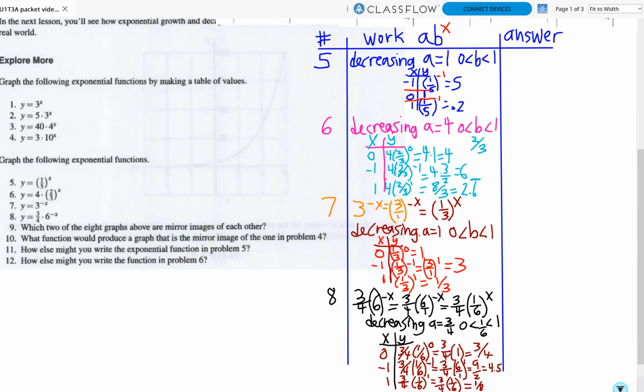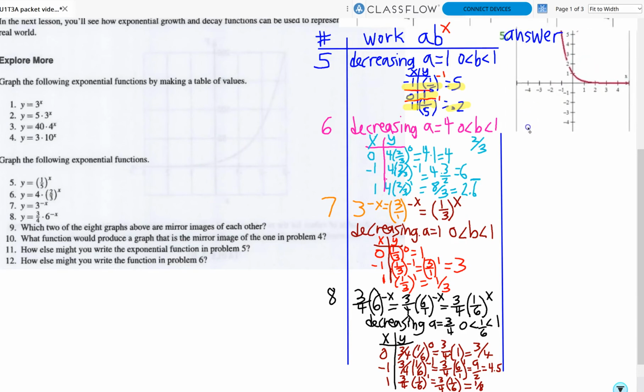That makes my y-intercept 1, and then I've plugged in a couple of points to help me create the graph. If I take 1/5 to the -1 power, remember negative exponents flip the fraction so that it becomes 5 to the 1 power, and so another point would be -1, 5. 1/5 raised to the 1 power is 1/5. 1/5 is easier to graph as 0.2. So here's what your graph would look like for number 5. A decreasing graph with a y-intercept of 0, 1.